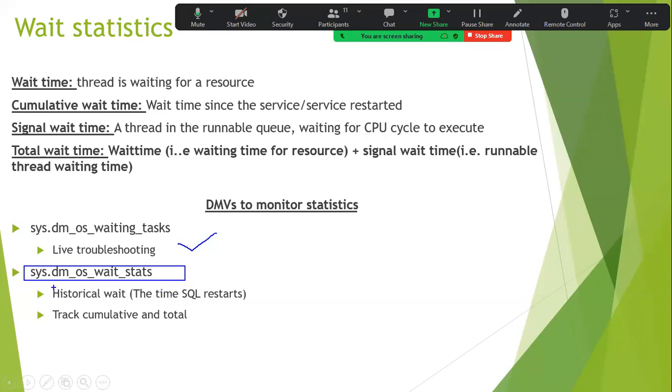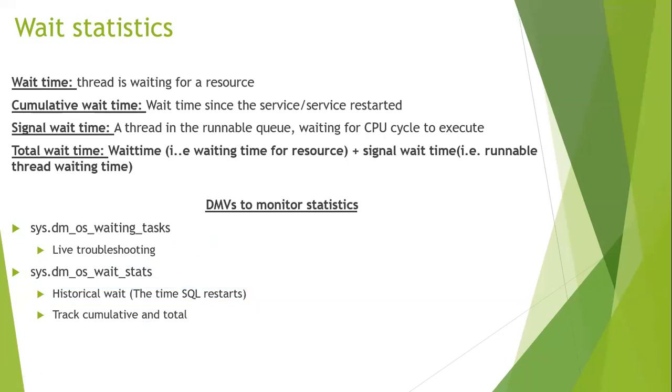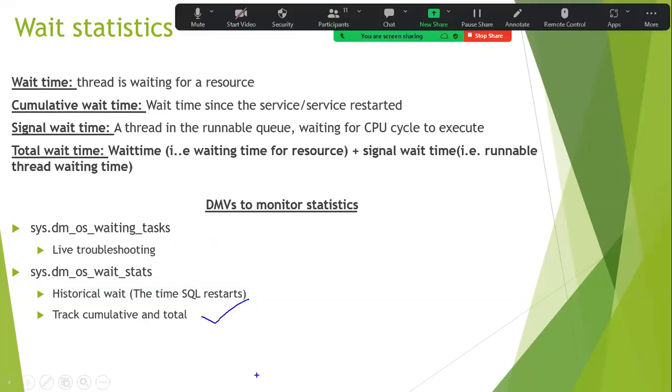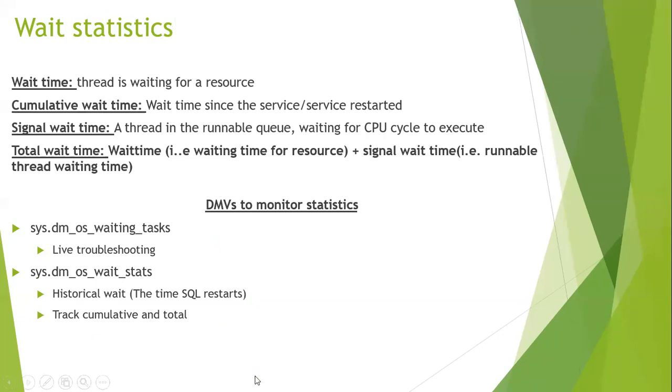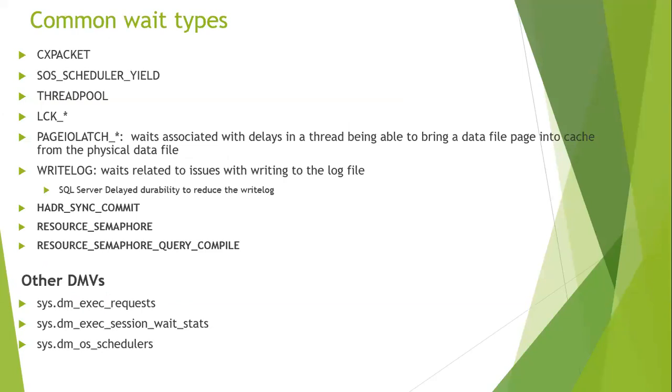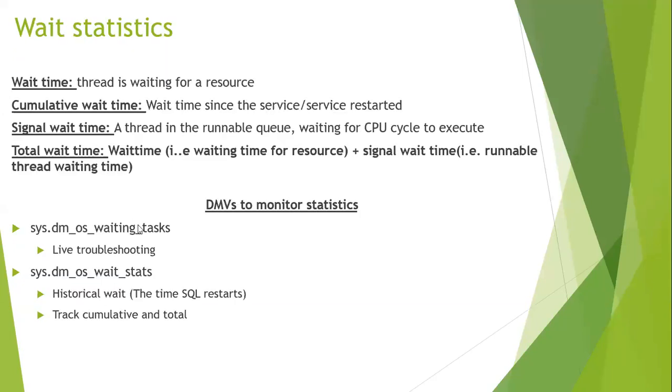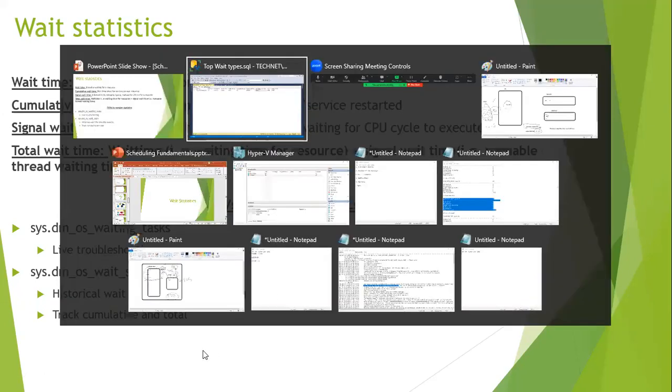This gives the historical waits since SQL Server has restarted. Since SQL has restarted, we get sys.dm_os_wait_stats, and it tracks cumulative and total information of the wait time that it is waiting for. So normally we have these wait times, the wait types which the threads are waiting for.